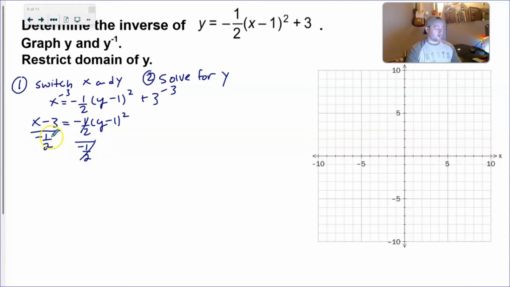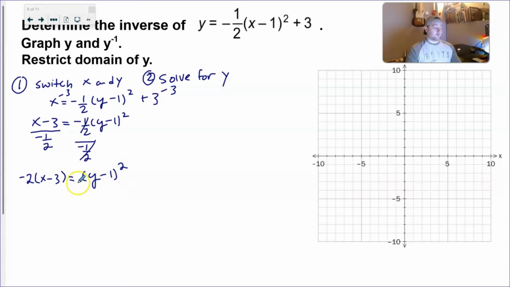So those cancel. What we need to remember is we're not leaving a fraction in the denominator. Dividing by a fraction is the same as multiplying by the reciprocal. So if I'm dividing by negative 1 over 2, it's the same as multiplying by negative 2. So then I can write this as negative 2x minus 3. Remember that: dividing by a fraction is exactly the same as multiplying by the reciprocal. Now I want to get y by itself.